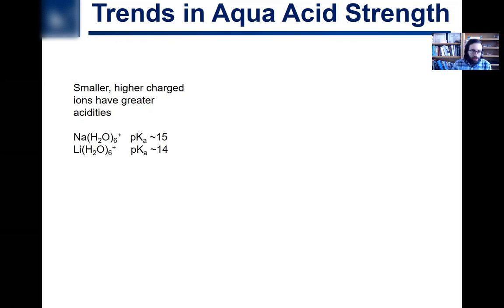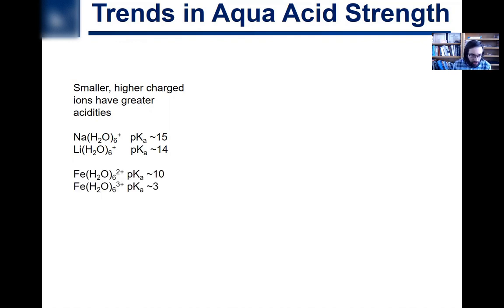So if you look at, for example, hexaaqua sodium cation versus hexaaqua lithium cation, lithium is smaller than sodium because it's a period above sodium. Lithium is about 1 pKa unit stronger.